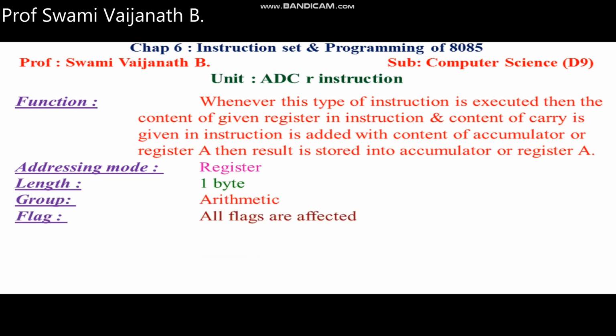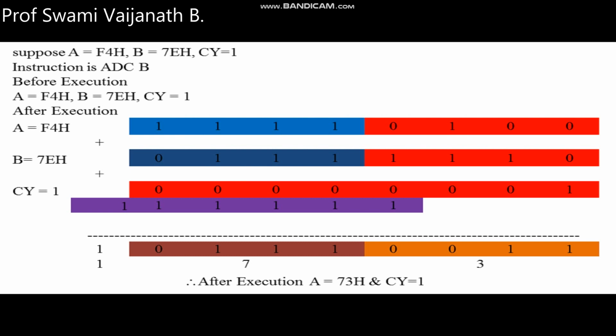Length for this instruction is 1 byte and the group for this instruction is arithmetical group, and after execution all flags are affected. See here example ADC B. Suppose we take the value of A as F4H, the value of B is 7EH, the value of carry is 1, then the instruction ADC B is executed. Then after execution the accumulator is 73H and carry is produced. How is this? See practically.